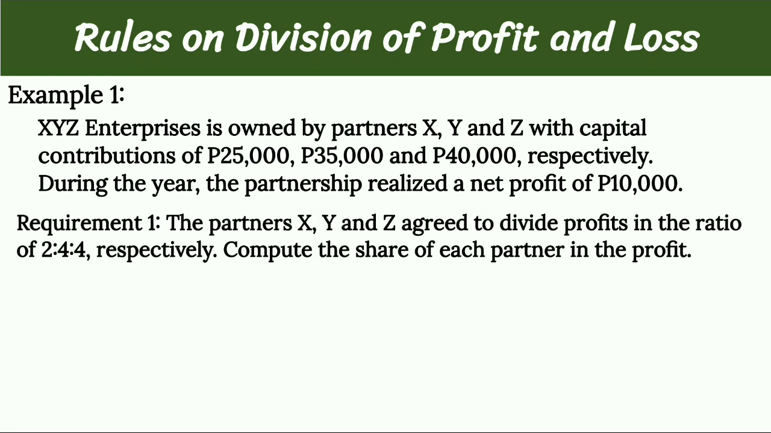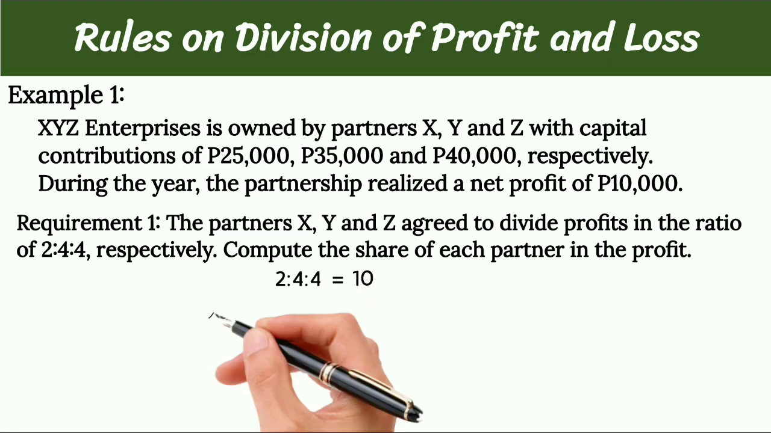Requirement number 1, the partners X, Y, and Z agreed to divide profits in the ratio of 2 to 4 to 4 respectively. Compute the share of each partner in the profit. So ano na yung rule? Kapag may agreement, yon ang masusunod. Ang profit ratio ay 2 to 4 to 4. I-add lang natin yung 2, 4 at 4. 2 plus 4 plus 4, that is equal to 10.